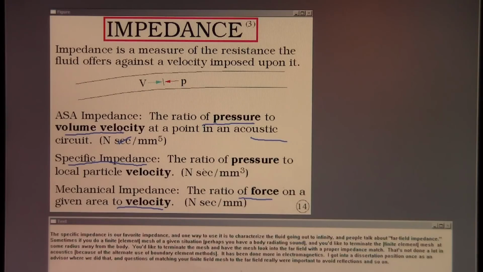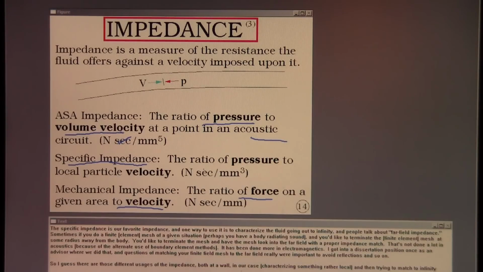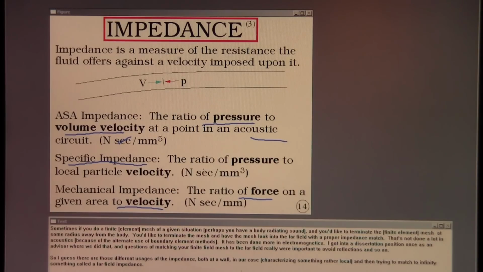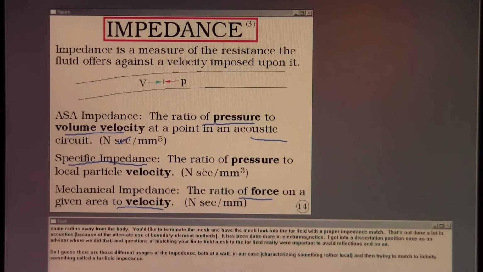That's not done a lot in acoustics. It has been done more in electromagnetics, and I got into a dissertation position once as an advisor where we did that, and questions of matching your finite field mesh to the far field really were quite important to avoid reflections and so on. So I guess there are those different usages of the impedance, both at a wall, in our case, characterizing something rather local, and then trying to match to infinity something called a far-field impedance.